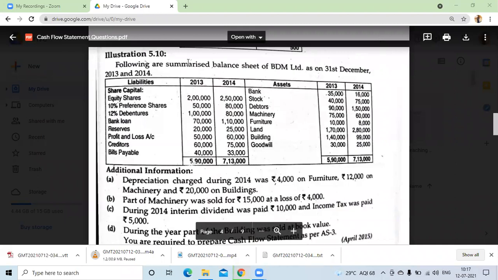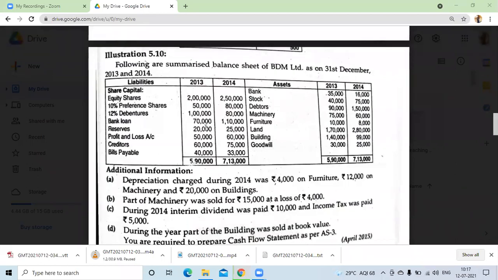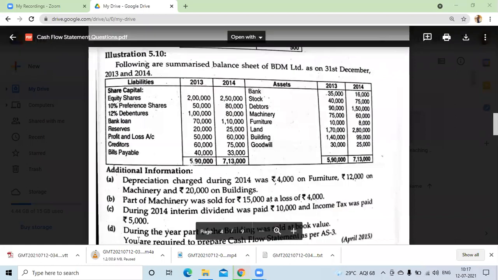Yeah, see, this is 5.10 now. So we have 2 lectures today, so we will be able to complete this sum today only. And we have 4 adjustments. Okay, 4 adjustments are there here.